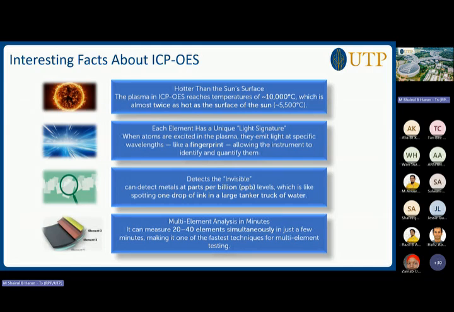And then each element has a unique light signature. When atoms are excited in the plasma, they emit light at specific wavelengths, like a fingerprint, which allows the instrument to identify and quantify them. And then it detects the invisible, which can detect metals at parts per billion, or ppb, levels, which is like spotting one drop of ink in a large tanker of water.